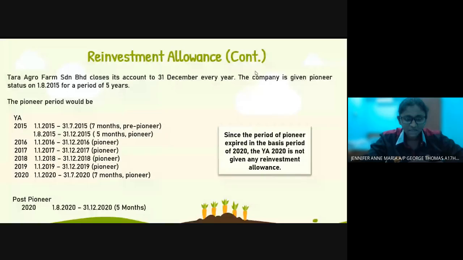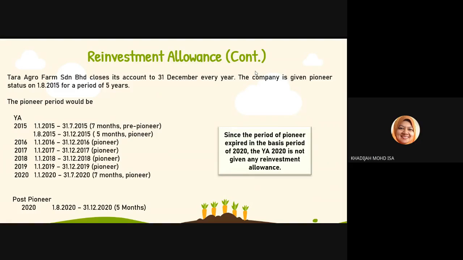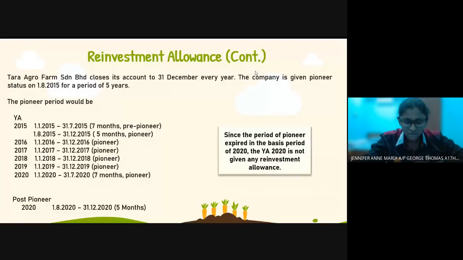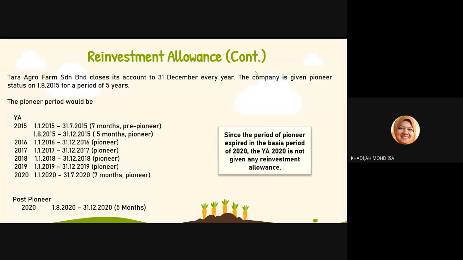So, for example, Tara Agro Farm Sdn Berhad closes its accounts on 31st December every year. The company is given pioneer status on 1st August 2015. Jennifer, yes, doctor. I'm sorry, because this Pioneer, ITA, reinvestment allowance is a recap of what we had in your text 2. But because of the time constraint, you may skip the example on this reinvestment allowance. Is that okay? Okay, doctor, because this one is a recap of what we had in text 2.